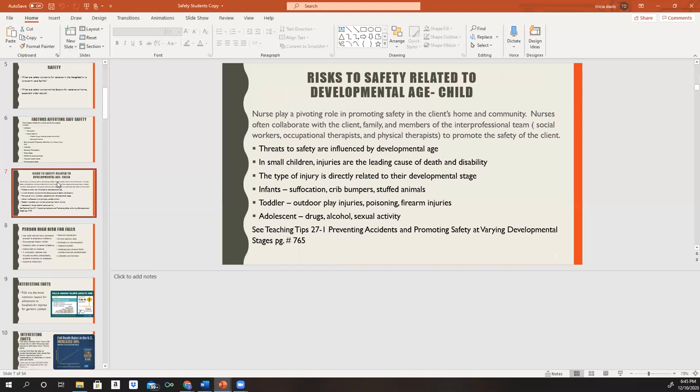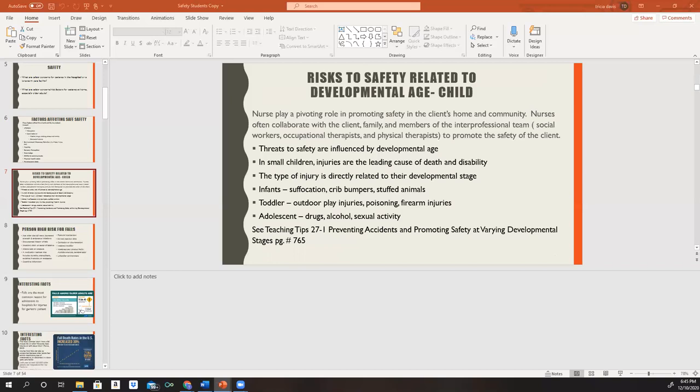So risks to safety related to the developmental age. So the child. Nurses do play a very pivotal role in promoting safety in the client's home and community. Nurses often collaborate with the client, and you might hear client and patient used interchangeably. They're the same thing. I usually like to just say patient, but I do have it throughout here that says client. When I say client, just know that I mean patient. So they often collaborate with the client, the family, and the members of the interprofessional team, which is your social workers, your occupational therapist, your physical therapist, all to promote the safety of the client.